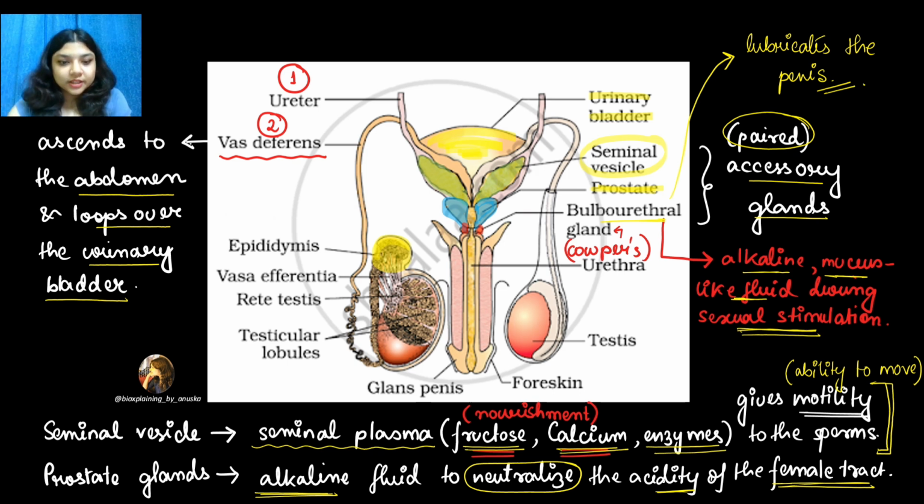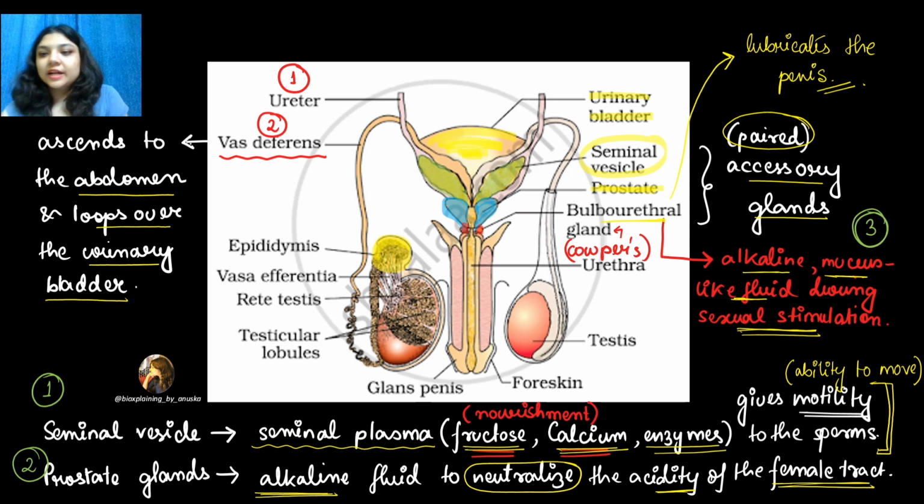Okay, so in this slide, what have we studied? We have mainly studied about the 3 accessory glands that are present: the seminal vesicles, the prostate gland, and the bulbourethral gland. कि क्या है, कहाँ पे present है, what is the secretion, और इसके functions क्या क्या है.